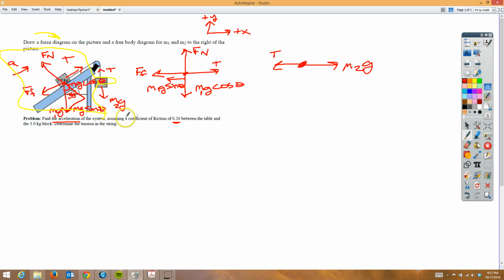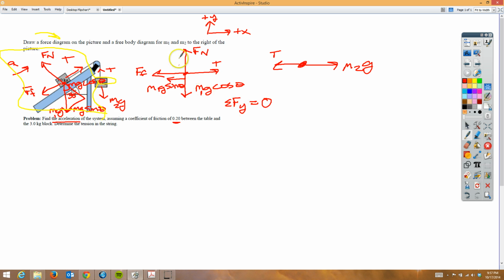Now we've got everything set up. Let's go ahead and do some things for both of the blocks. First thing we want to do is look at the sum of the forces in the y direction. And the only one that has anything in the y direction is this one. Remember, because it's not lifting up or down, I made a mistake there, we really want this to be 0.